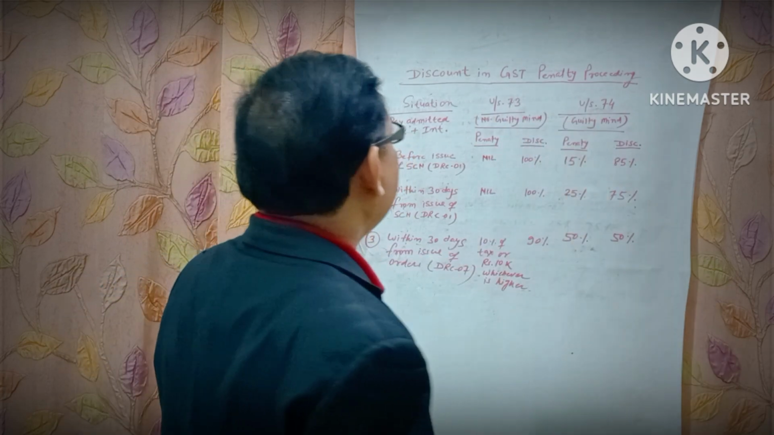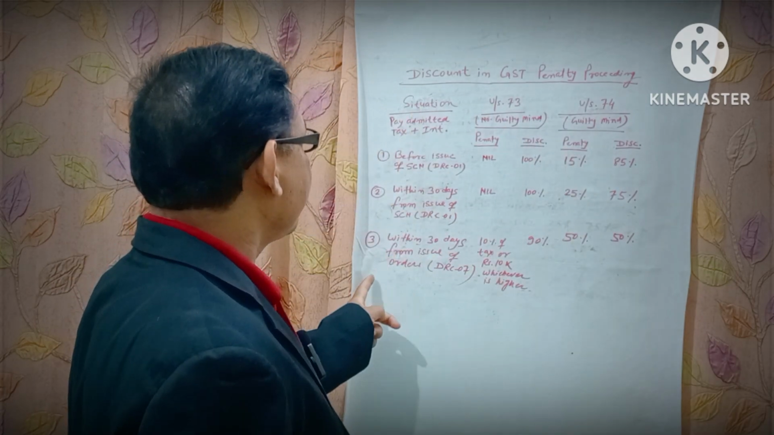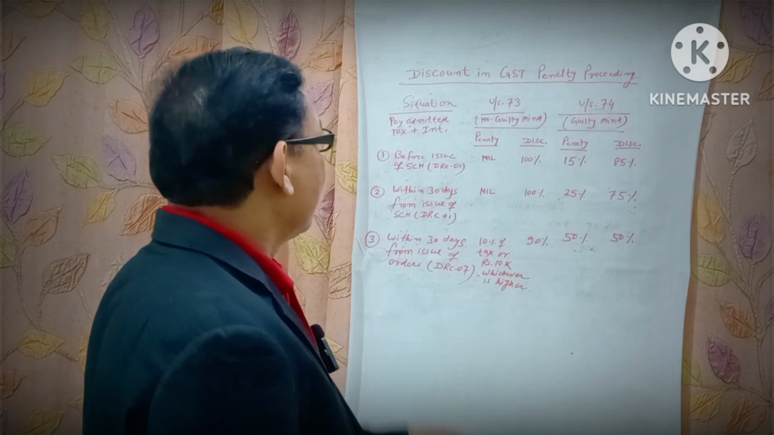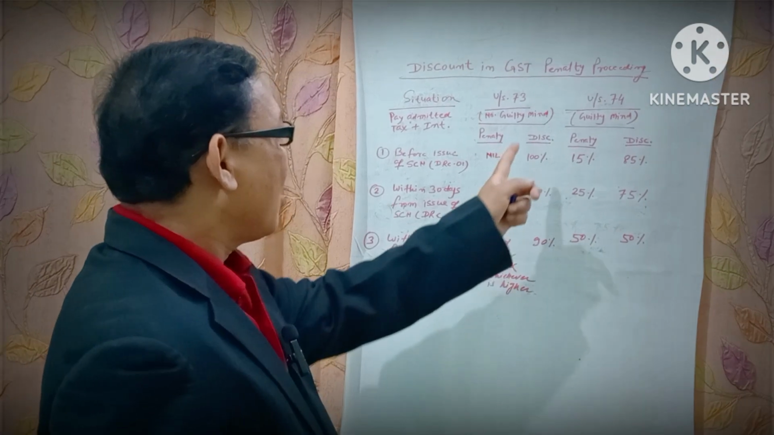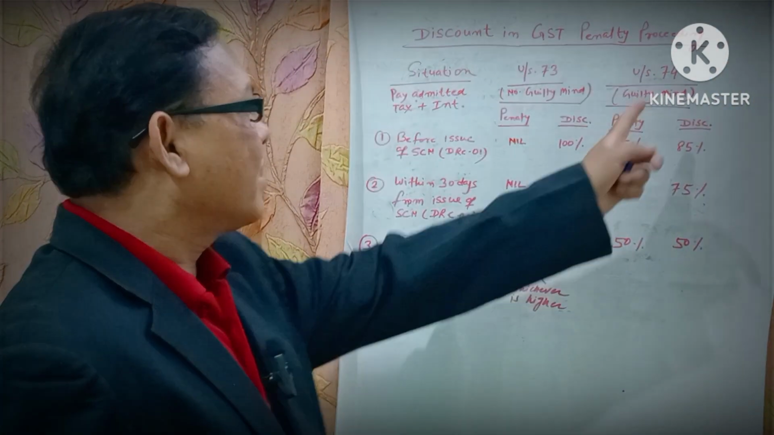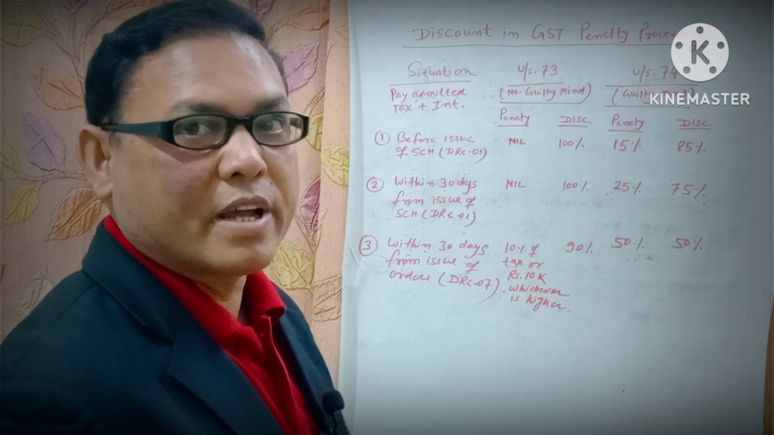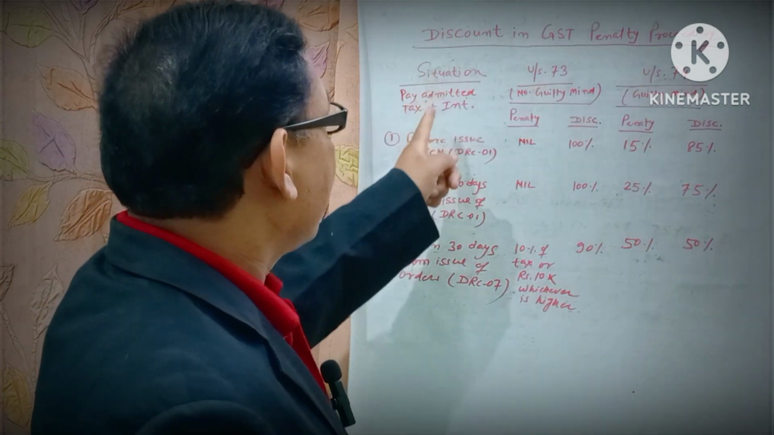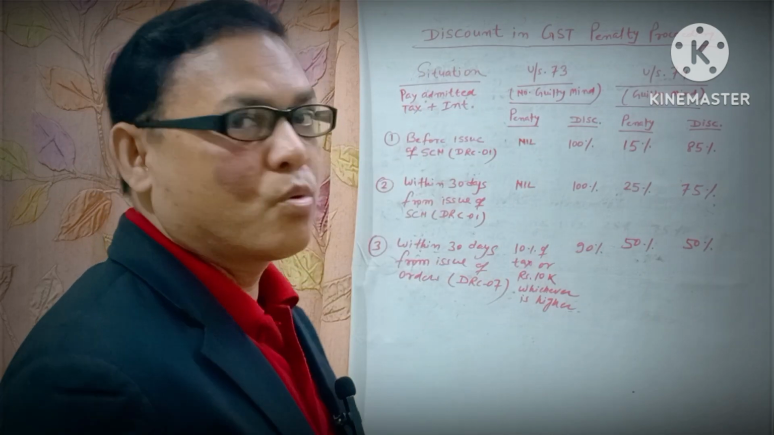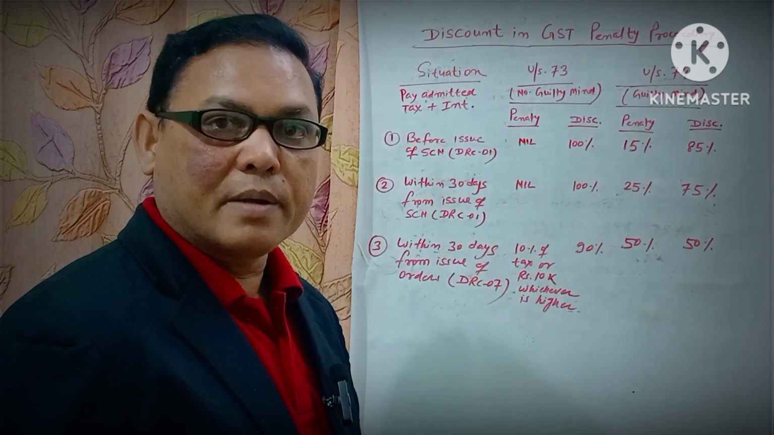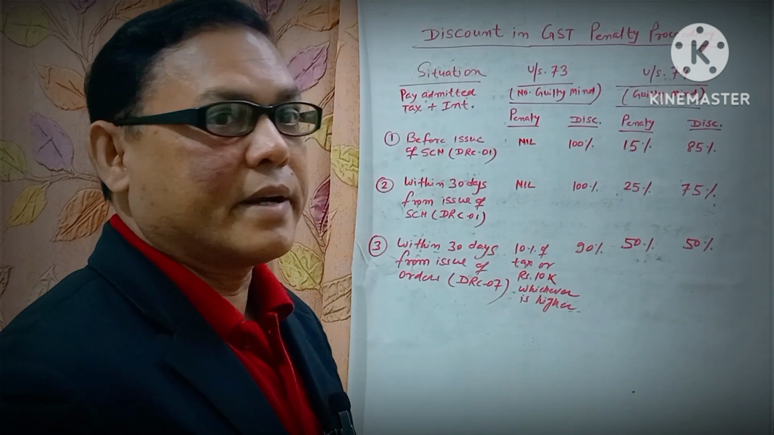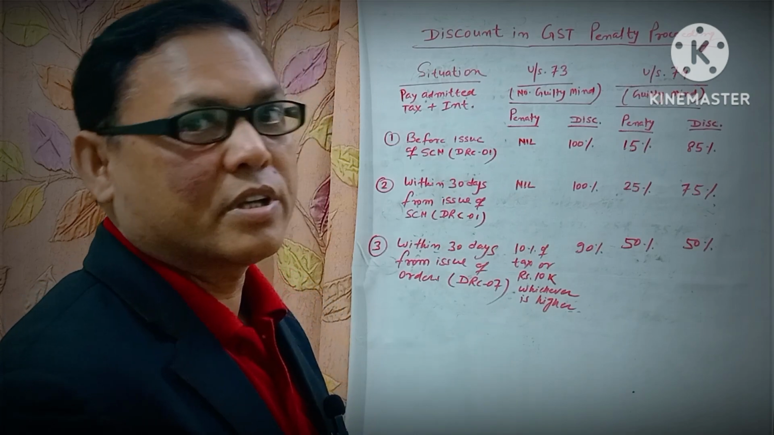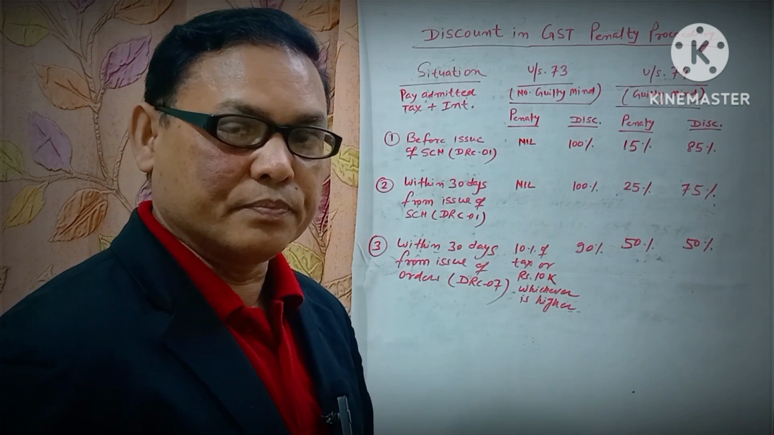Discount in GST penalty proceeding. There are three situations under which penalty can be minimized. So under section 73, how much discount we can get, and under section 74, how much discount we can get. There is a comparative chart in this table. So the first condition to avail the discount in penalty proceeding is that the taxpayer must pay the admitted tax liability along with interest demanded in the notice.